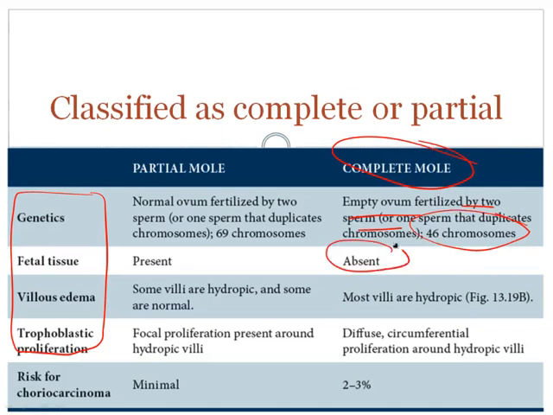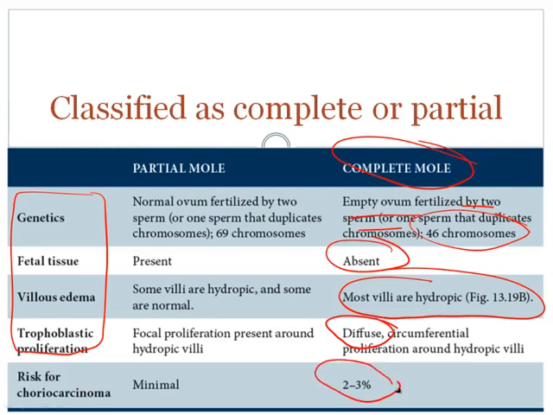Fetal tissue is absent. It's completely molar. There is villus edema, and almost all villi are hydropic. Hydropic means that they're full of water. They're edematous. The trophoblastic proliferation is diffuse. It completely involves the circumference of the villi, and the risk for choriocarcinoma is high. It's 2 to 3%, relatively high.